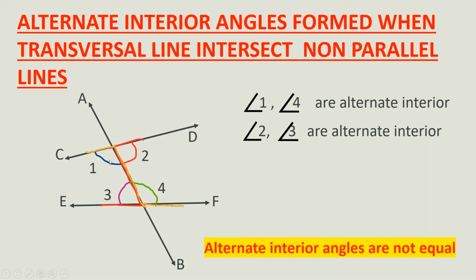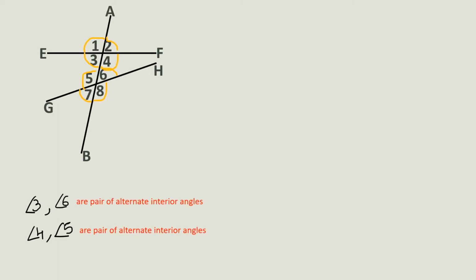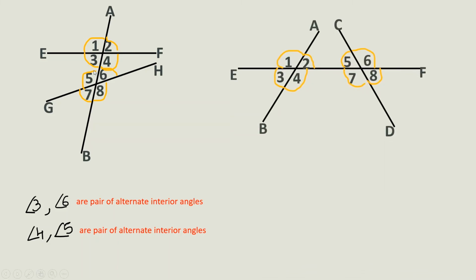And in the non-parallel case, alternate interior angles will not be equal. Let's see an example. Here in this figure, angle 3 and angle 6 are a pair of alternate interior angles, and angle 4 and angle 5 are another pair of alternate interior angles. These are not equal since this is a non-parallel case.